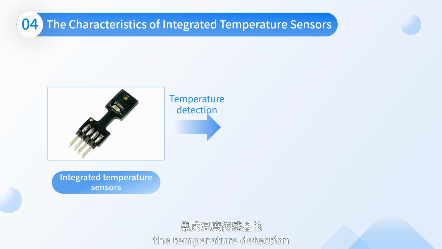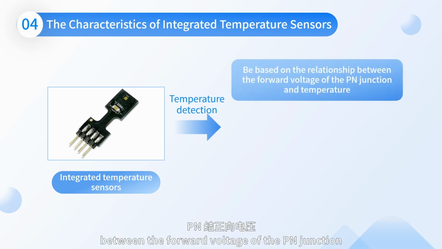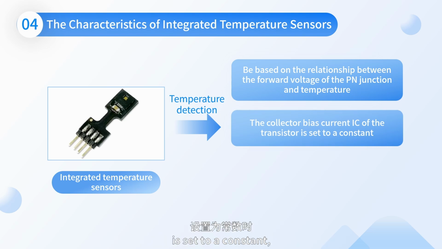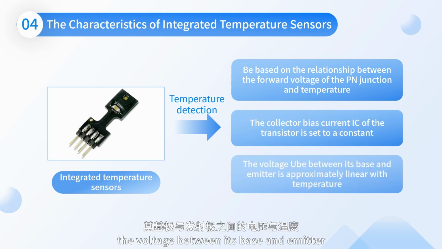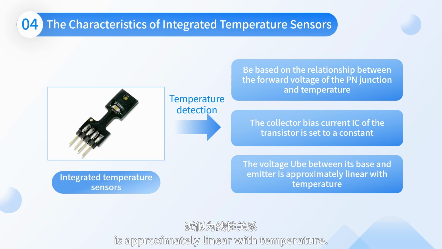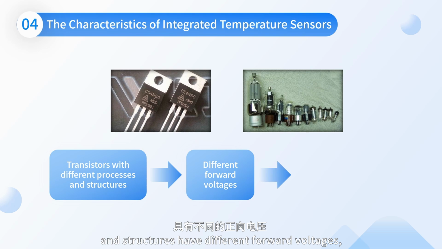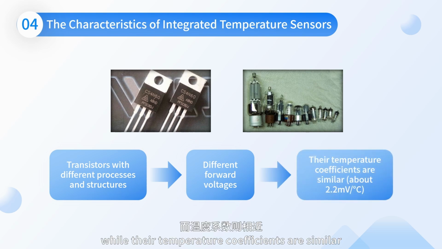Secondly, the temperature detection of integrated temperature sensors is based on the relationship between the forward voltage of the p-n junction and temperature. When the collector bias current IC of the transistor is set to a constant, the voltage between its base and emitter is approximately linear with temperature. Transistors with different processes and structures have different forward voltages, while their temperature coefficients are similar, about 2.2 mV per degree Celsius.